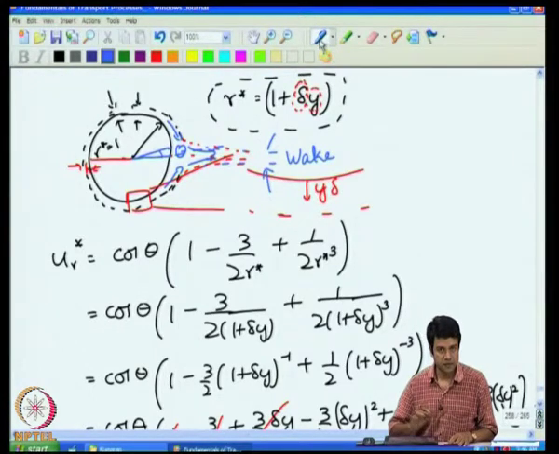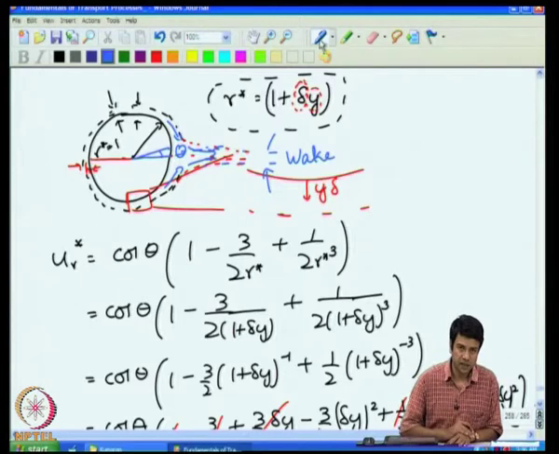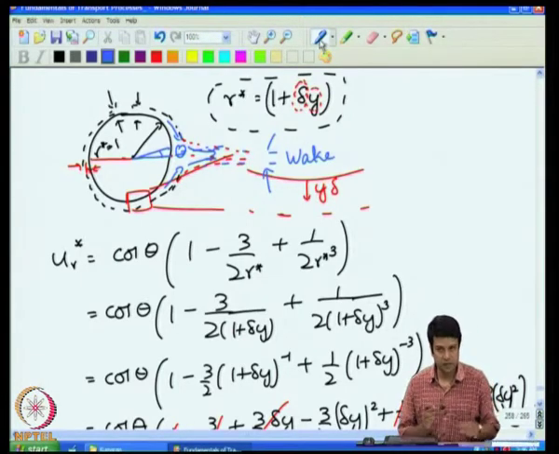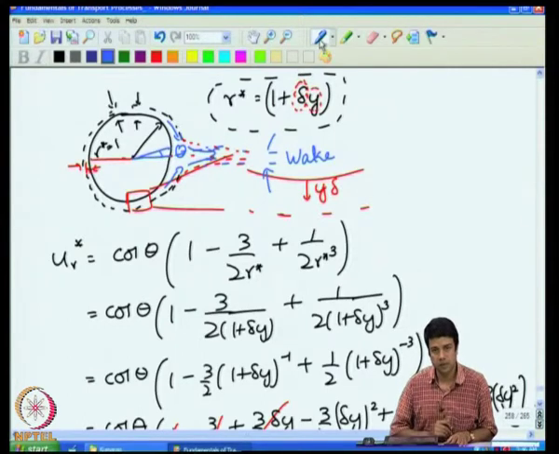However, as far as the heat flux is concerned, this wake is not really important. The heat flux coming out of the surface of the sphere is large compared to the heat flux within the wake region, and therefore, I can get the expression for the heat flux without worrying about what the temperature field in the wake is.